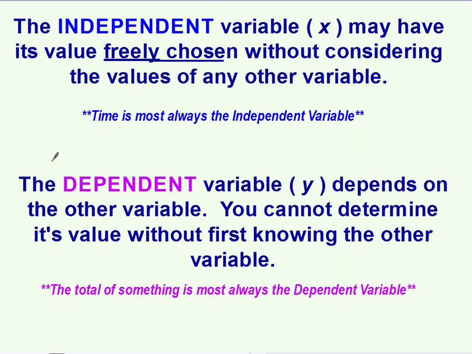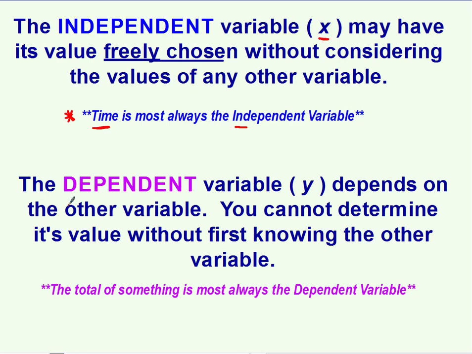The independent variable, which is also known as x, may have its value freely chosen without considering the values of any other variable. So this is what the other variable depends on. And here's a little hint for you: usually time is almost always independent. So whether it's talking about hours or anything related to time, most likely it's going to be the independent variable and it's going to be on the x-axis on a graph.